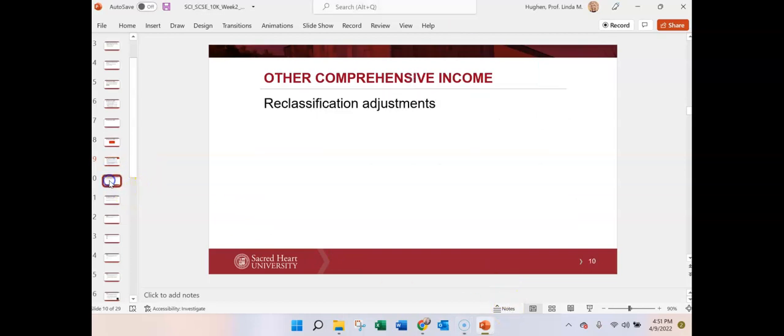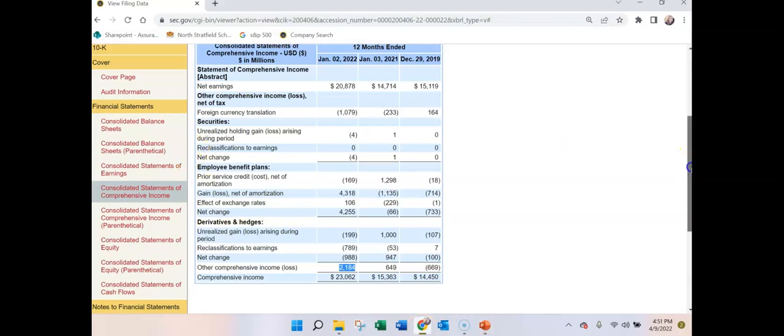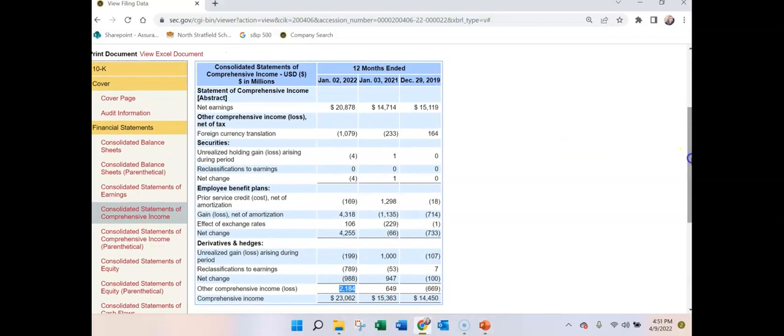On our next slide, we have reclassification adjustments. If we come back to the statement of comprehensive income for Johnson & Johnson, we see under the securities section, even though there were no dollar amounts, there's a place for reclassifications to earnings. And we see that again under the derivatives and hedges. So what is this reclassification to earnings?